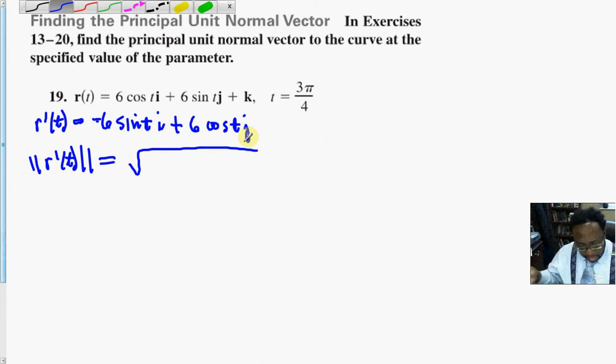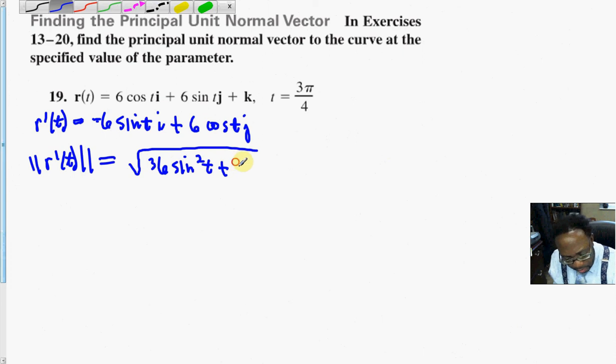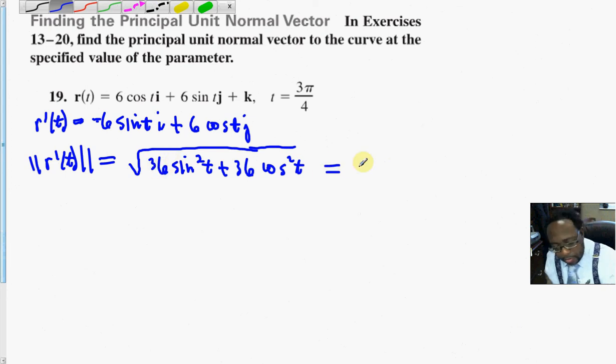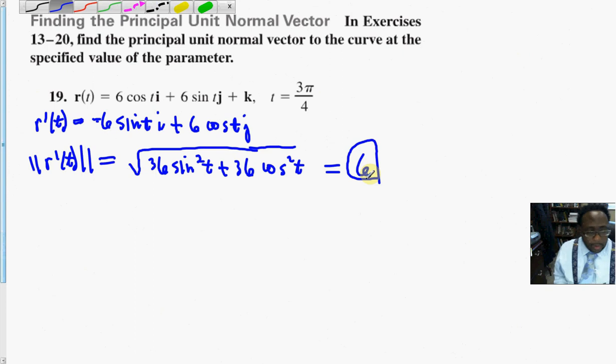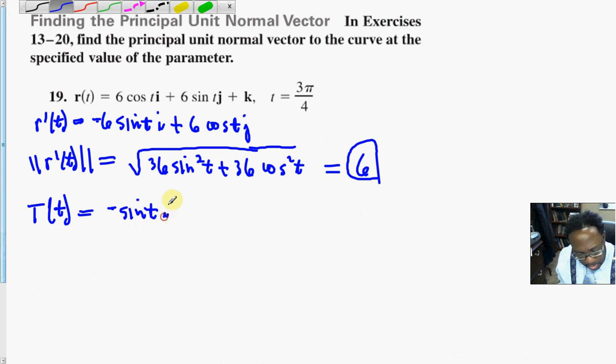So hopefully you see that next time you just do it, right? So this is -6 squared, 36 sine squared t, plus 6 squared is 36 cosine squared t. You factor out 36, so you get the square root of 36, you get 6, and the square root of sine squared plus cosine squared is 1, right? So the tangent is r prime divided by its norm, so we just divide everything here by 6, so this is negative sine t i plus cosine t j.